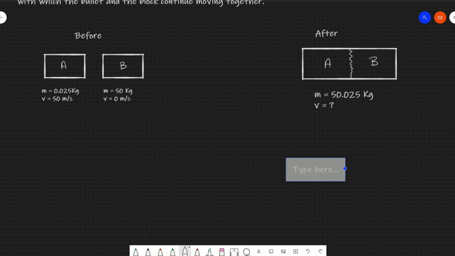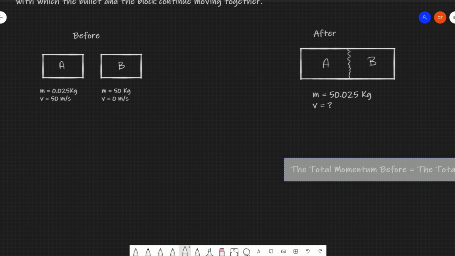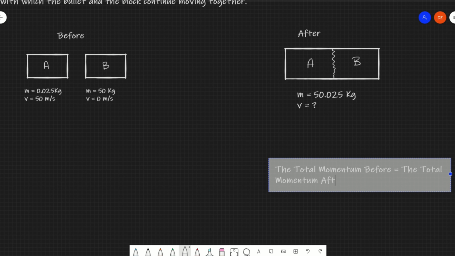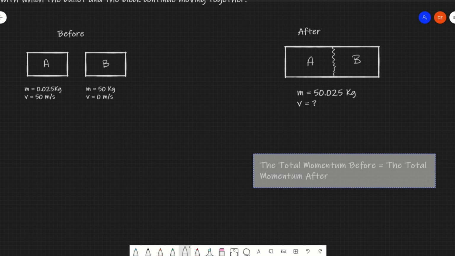We start by writing the conservation of momentum. So the total momentum before is equal to the total momentum after.